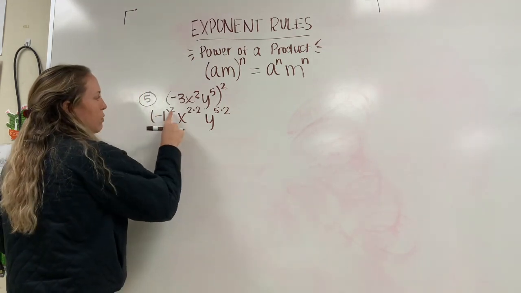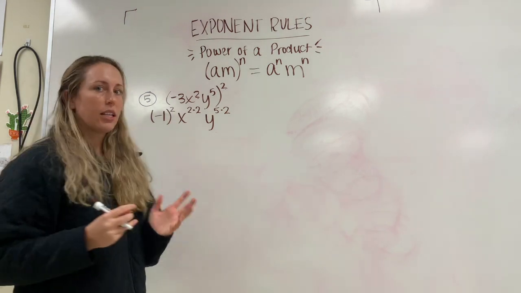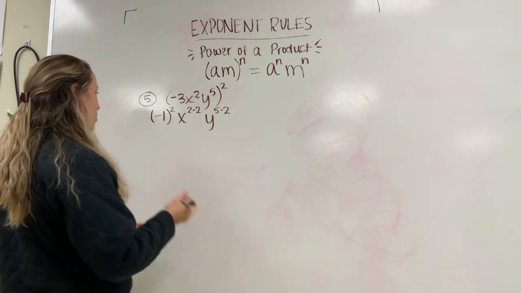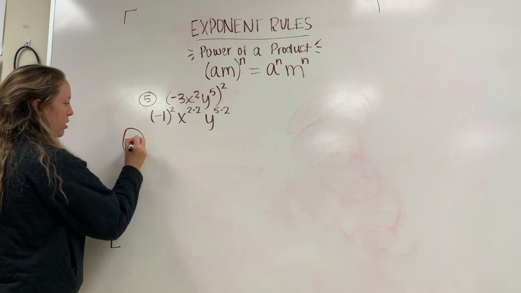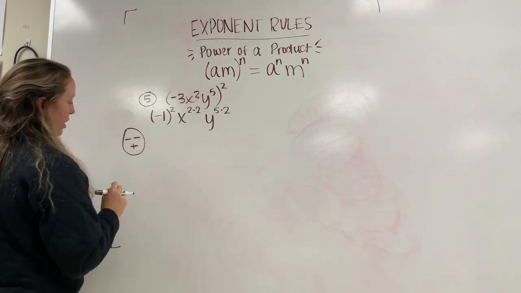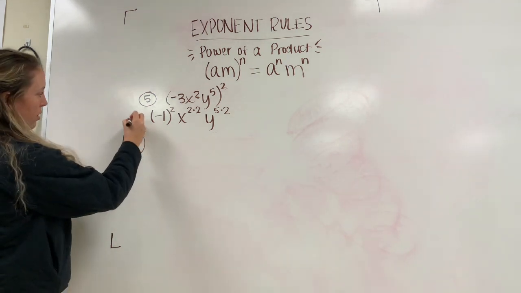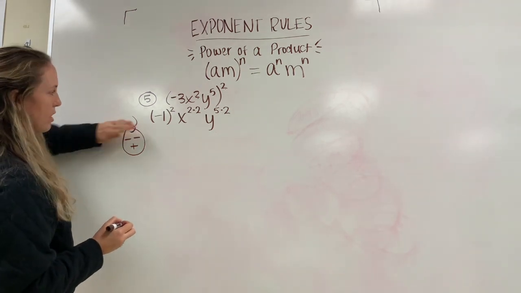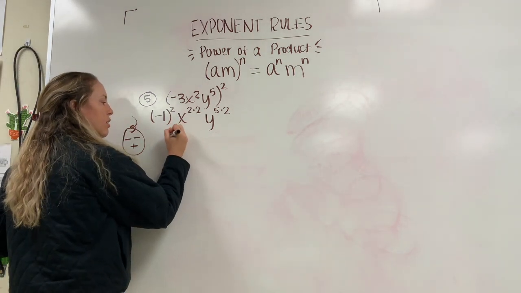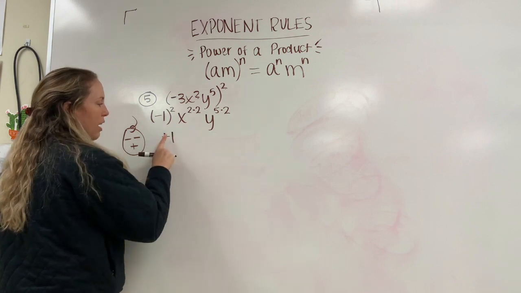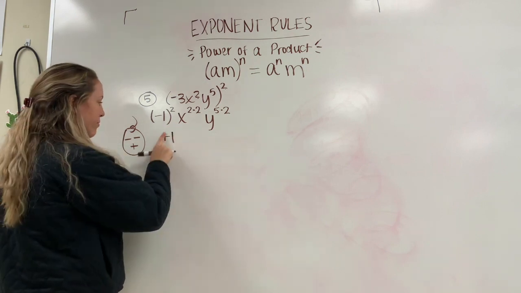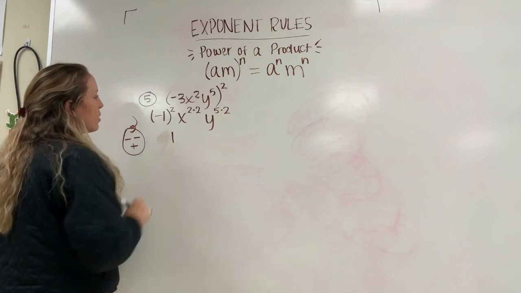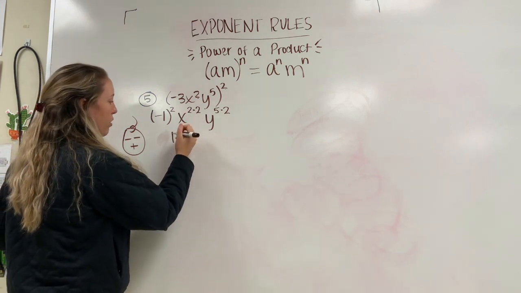So (-1) squared means negative times negative. If you guys remember the baby. Okay, negative times negative. Here's his hair. He's cute. Negative times negative equals positive. So we've got +1. We don't have to write that positive. I'm just putting it there. We've got x to the 4th.